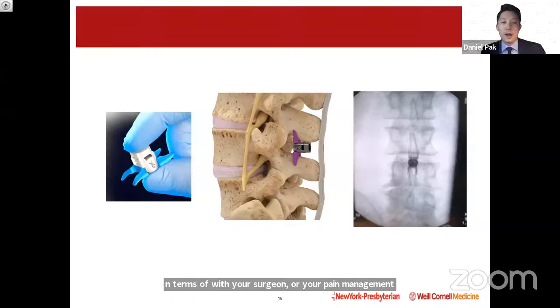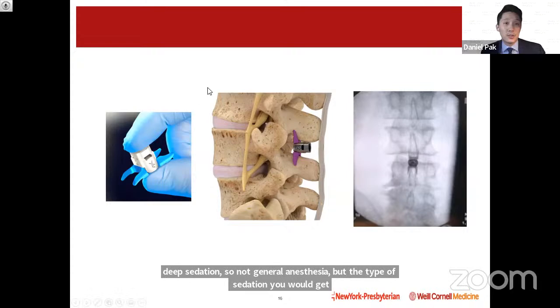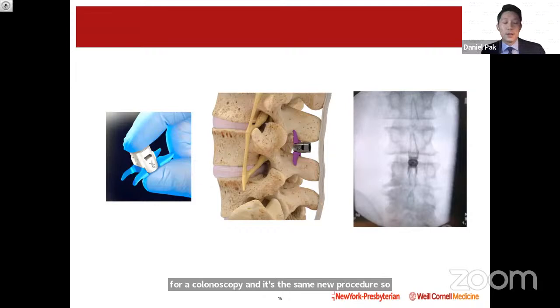But there are certain potential advantages to doing this procedure. It's minimally invasive, and it's done through a very small incision, usually about the size of a dime. It's a same day procedure. We offer it under essentially a deep sedation, so not general anesthesia, but the type of sedation you would get for a colonoscopy. So very minimal recovery time. Patients will say that they feel sore for a few days afterwards. Also, it is reversible. It's an implant that we place, but it doesn't preclude surgery in the future. You can take it out.